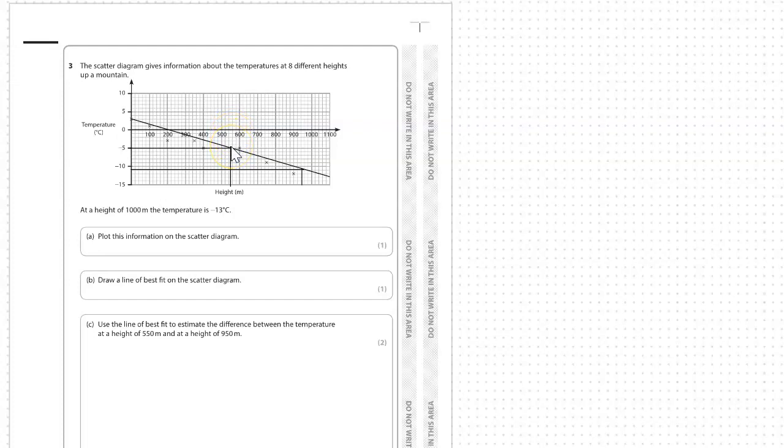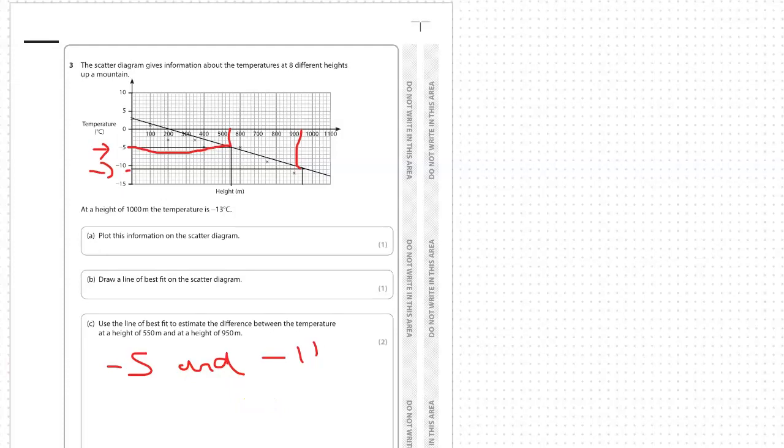Go down to where you meet the line of best fit, so from here to there, and then across, so you can estimate the temperature. So the temperature, minus 5. 950, again, find 950, go down to the line of best fit, and then across to the temperature. So the two temperatures there, minus 5 and minus 11, these two points here. The difference between the two is 6.